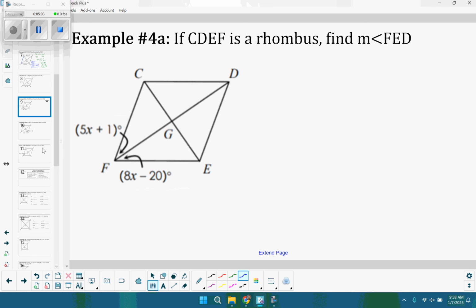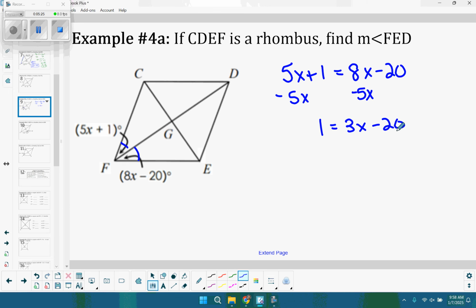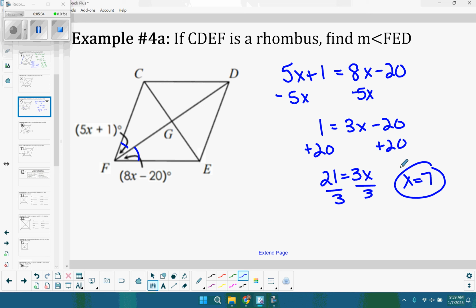For example 4A, we know that these two angles are congruent because the corner angle was bisected. So I'm going to start by just finding out what x is, and then I'll worry about the angle they want to find. So 5x plus 1 will be equal to 8x minus 20. So if we solve, get rid of our 5x, add our 20, and divide by 3, we get x is 7.